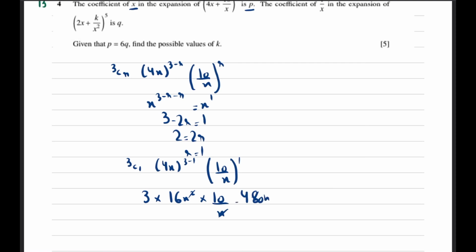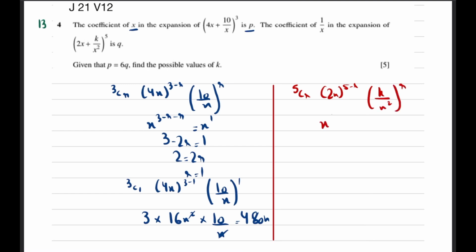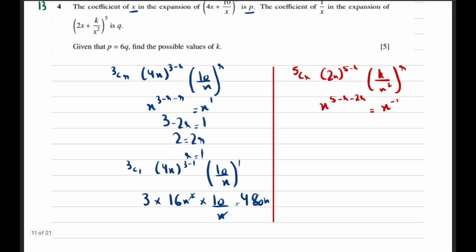Do you get this? Then it says the coefficient of 1 upon x, which is what? The coefficient of x power minus 1. So you're going to write here 5Cr 2x 5 minus r, k upon x squared power r. Now what's written with x? 5 minus r, then minus 2r. And what's required? Minus 1. So 5 minus 3r is equal to minus 1. So when you shift this there, minus 3r equals minus 6. What's r? It's 2.